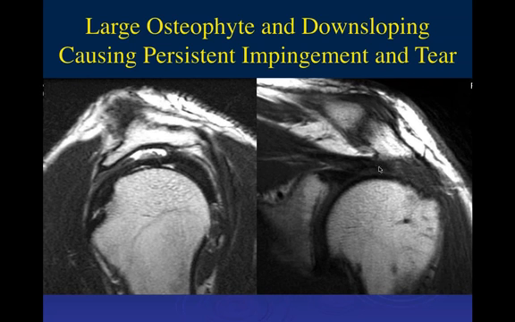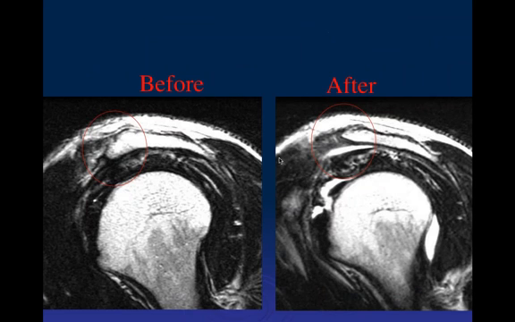So this patient ended up, I think, having a resection of the impingement of the osteophyte and repair of the rotator cuff tear. We can still see that the supraspinatus muscle looks like it's in good shape in this particular patient. We'll talk more about that when we get to rotator cuff disease.